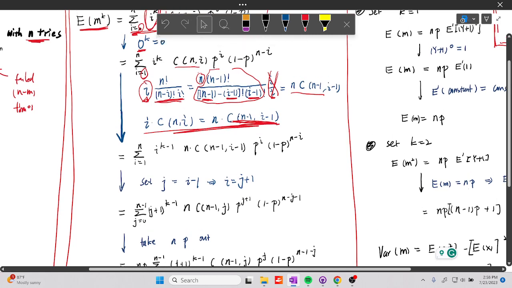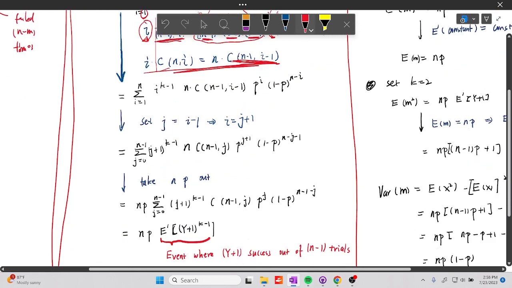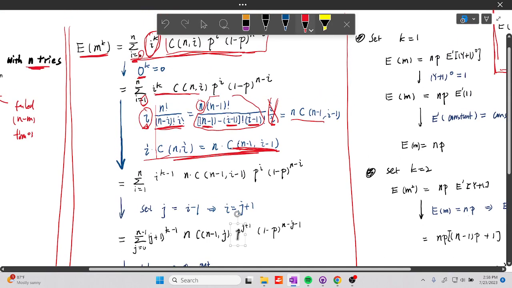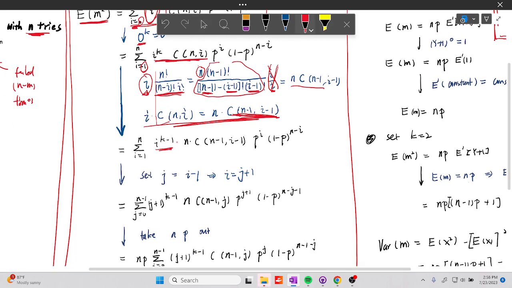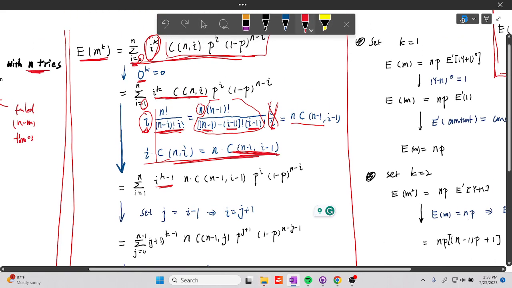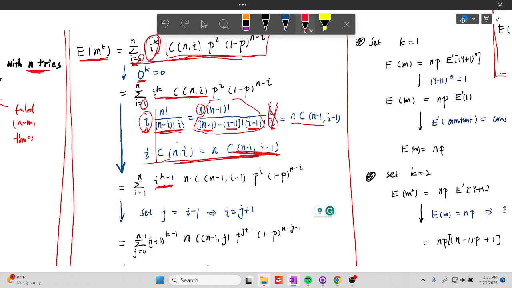So you plug it back in here. You've got i to the k minus 1, so there's a k, so it becomes k minus 1. And you've got an n here, and C(n-1, i-1). So C(n,i) becomes C(n-1, i-1), and then the rest stays the same.